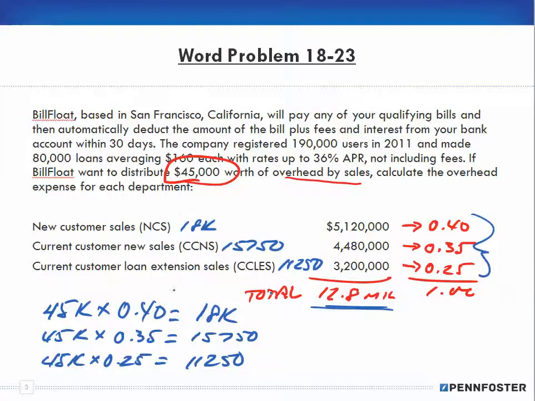That's the end of the problem. But I'm going to point something out here, and since I only have a couple of minutes for this video left, I'm going to talk about it real quick. Think about this problem. Bill Float, based in San Francisco, will pay any of your qualifying bills and then automatically deduct the amount of the bill plus fees and interest from your bank account within 30 days.